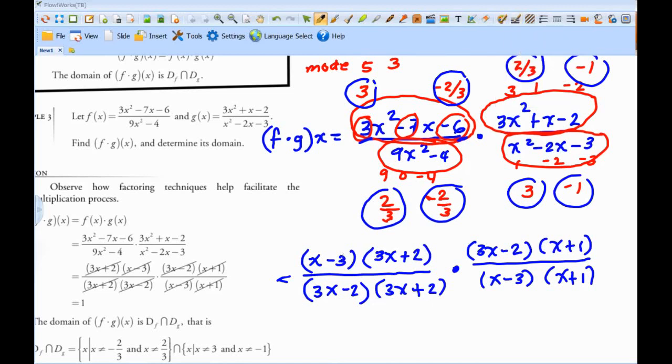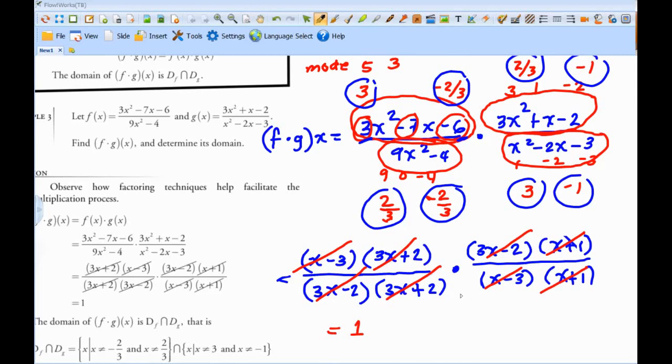All right, so since there are same factors to be canceled, this x minus 3 is the same with x minus 3, x plus 1 is the same with x plus 1, 3x minus 2 is the same with 3x minus 2, 3x plus 2 is the same with 3x plus 2. Everything is cancelled, so it is 1. So since everything is cancelled, the answer is 1.